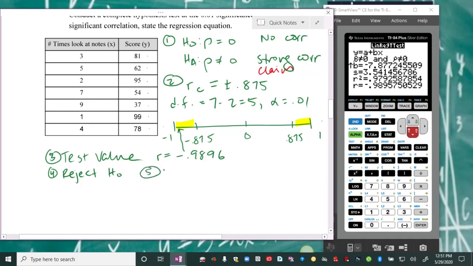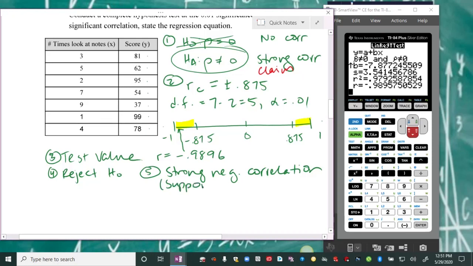Step number 5, I did find a strong, this time it's a negative correlation, so a strong negative correlation. I rejected the null hypothesis in favor of the alternative, which happened to be the claim, so I could also say that we support the claim. Because we rejected, I can do one more step, and that's to state the regression equation.